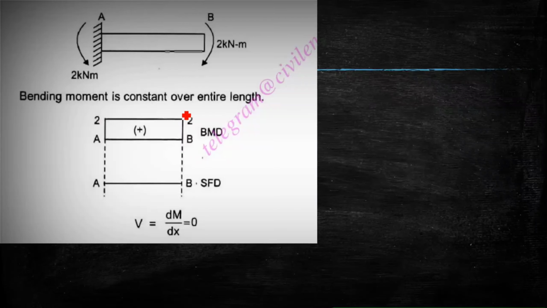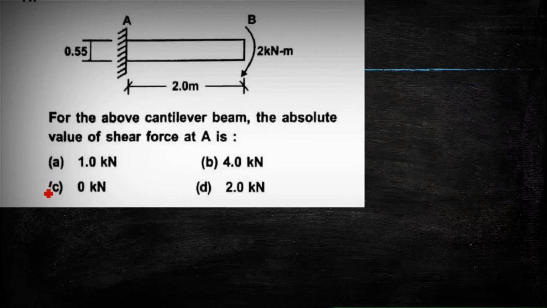If we take the moment at any section, we will get the value as 2 kN. So the bending moment diagram is constant. So the rate of change of bending moment diagram gives us the shear force. That's a straight line. That means the value of shear force is 0. So the correct answer will be option C, that is 0.